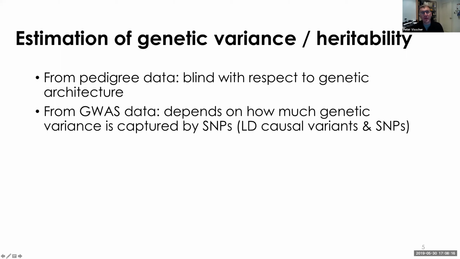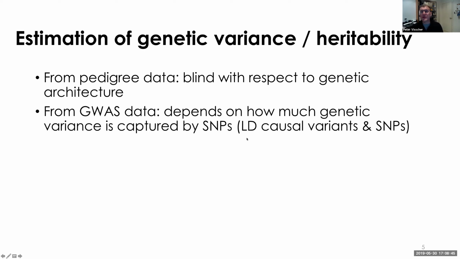And of course, with GWAS data, that is not the same, because our estimation of genetic variation from common SNPs depends on how much genetic variance is actually captured by those SNPs. And that depends on the linkage disequilibrium, LD, between the unknown causal variants and the SNPs we have assayed or imputed.